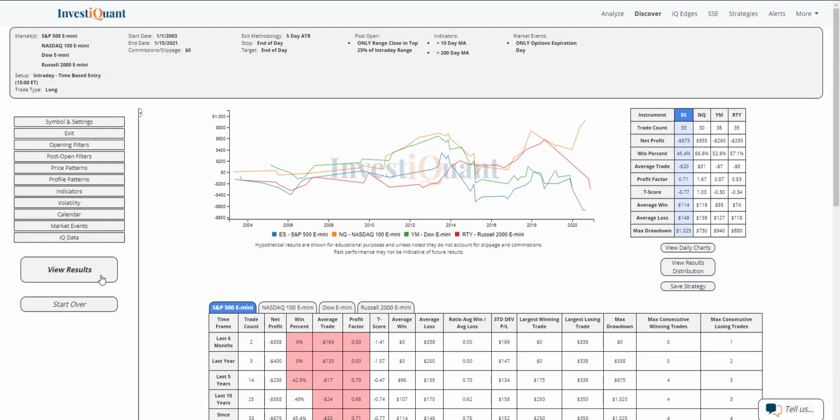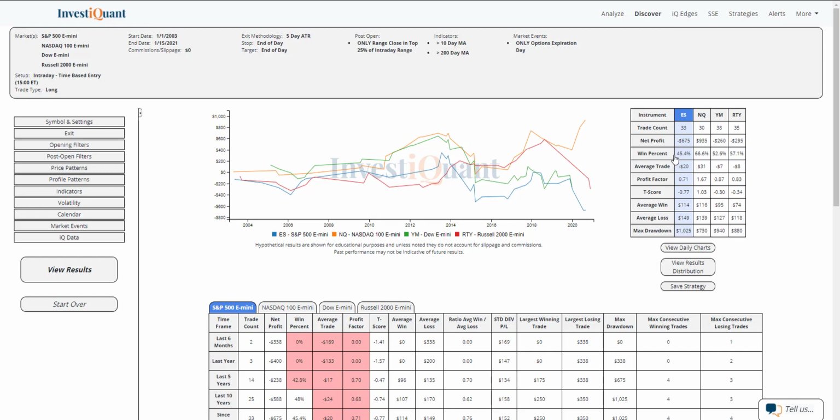All right, here we go. These are the results of going long at 3 p.m. Eastern Time and exiting at the close, which is 4:15 p.m. Eastern Time, when you are trading in the top 25% of the intraday range at 3 p.m. on options expiration day when in a bullish environment, which I have defined as above a 10 and 200-day simple moving average. Now, dating back to 2003, the S&P has 33 samples, the NASDAQ has 30, the Dow 38, and the Russell 35, so very similar sample sizes across all four instruments.